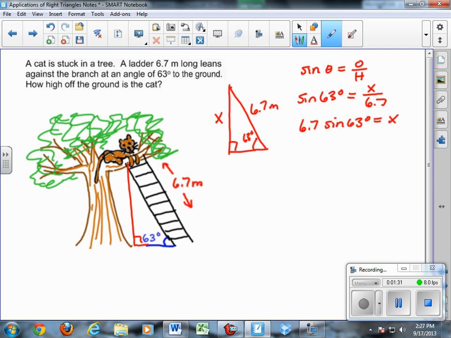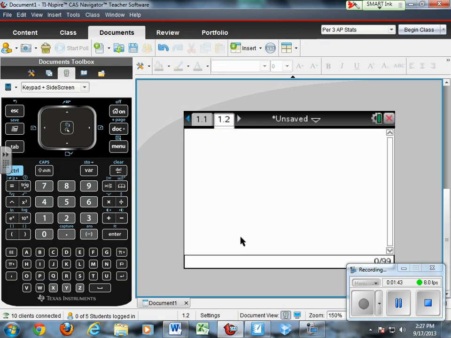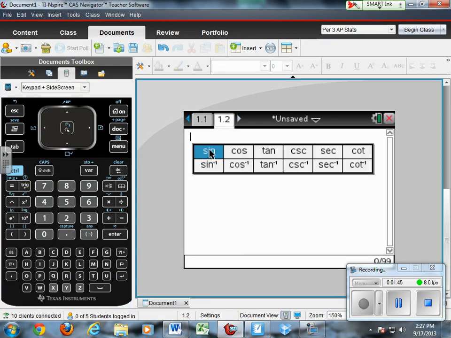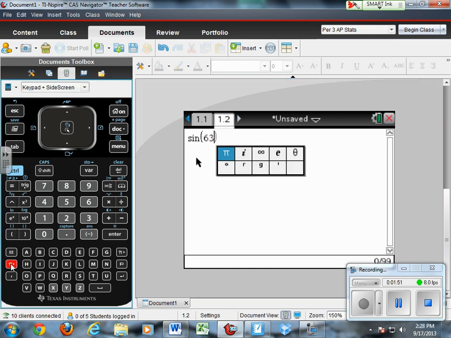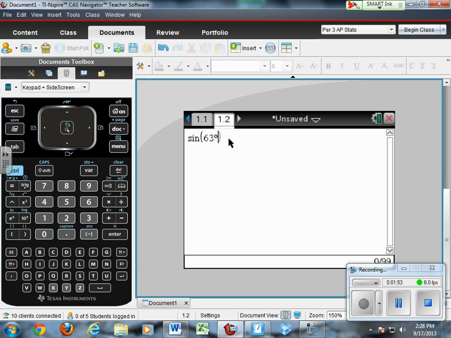Now there are two options for plugging this in. We've been in radian mode all along. So if I'm still in radian mode, I can add a degree symbol, or I can change my calculator into another mode. Let me just show you this. If I go to sine of 63, at this point I'm going to add a degree symbol. You go to your pi symbol, and right underneath is the degree symbol. I forgot to put in 6.7 times sine of 63, and there's my answer.